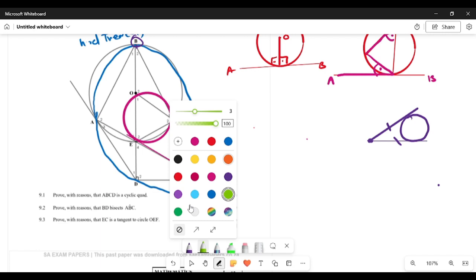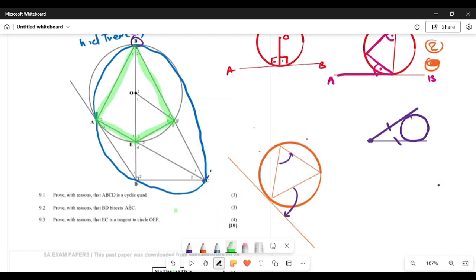Remember, this is the angle between your chord, here's my chord, as well as my tangent EC. Now, how can I go about proving that? So let me look at what I'm given here. Now, I want you to see something. Look at BA. This is a four-sided shape in which its points are on the circumference of the small circle.